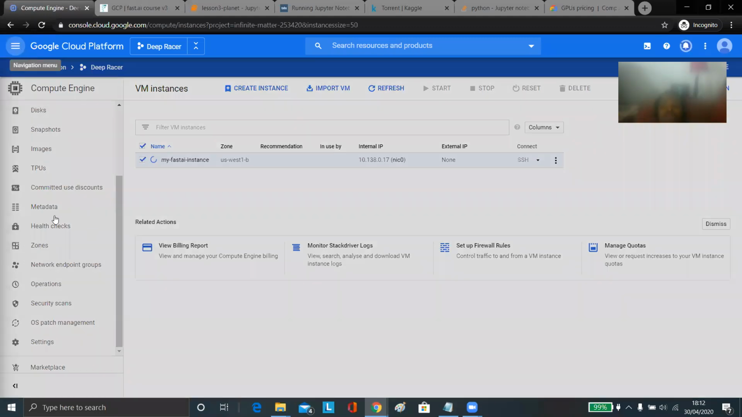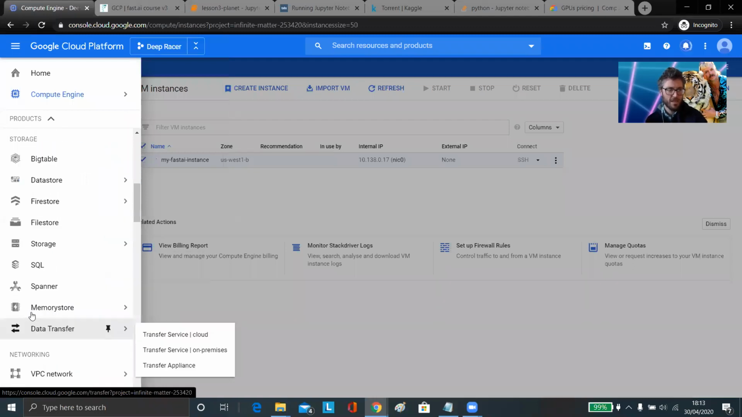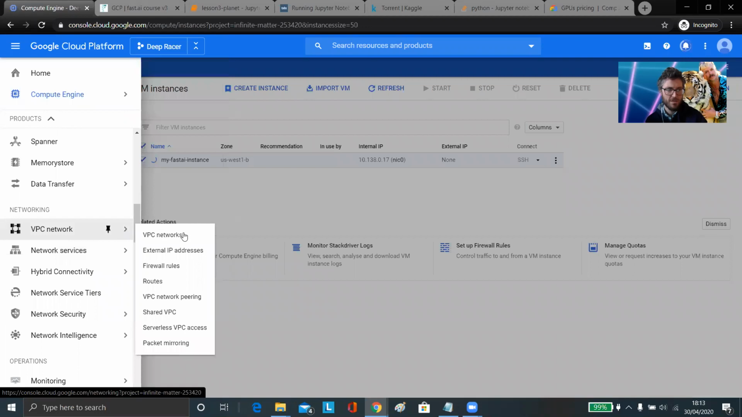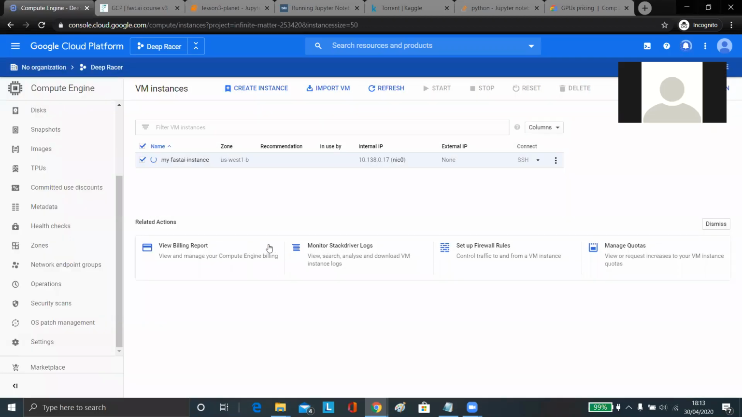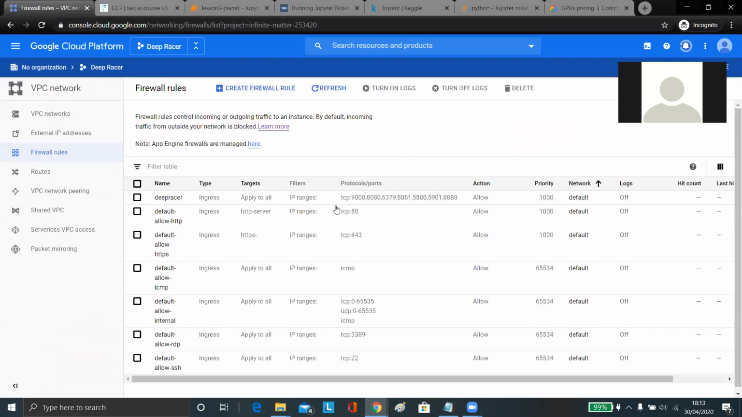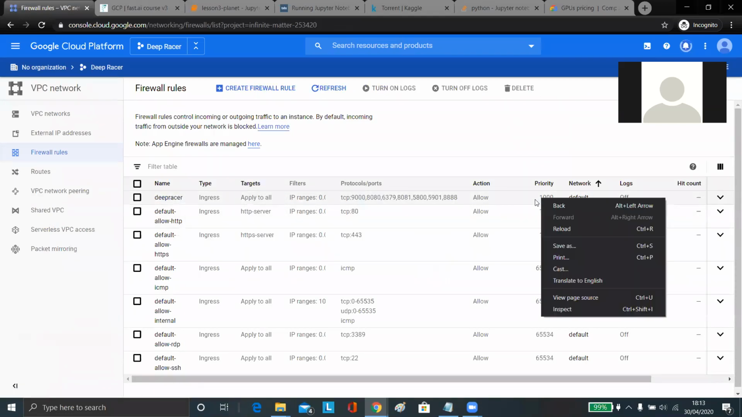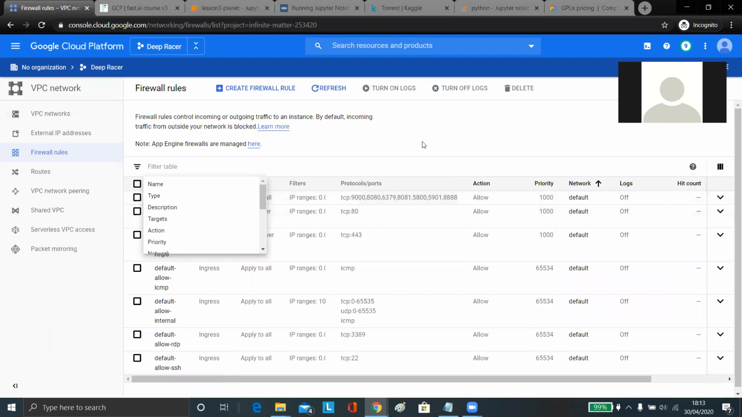So if you go up here in the menu, one of the other bits, the other thing you need to do is adjust your firewall rules. If you remember, we did that on Lightsail as well. It's just under a different setting here. So what I've done is, because I've been using this to do DeepRacer training, there's a whole host of ports, including 8888, which is what the Jupyter Notebook was set up to run on. So I've allowed ingress on that port.